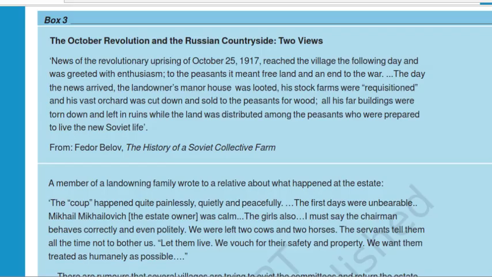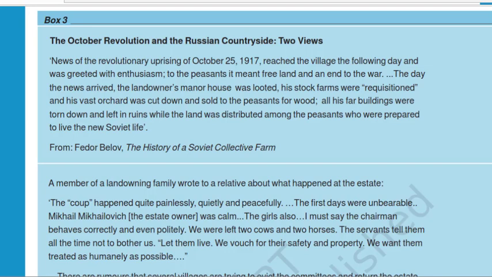Box 3. The October Revolution and the Russian countryside, two views. News of the revolutionary uprising of October 25, 1917, reached the village the following day and was greeted with enthusiasm. To the peasants it meant free land and an end to the war. The day the news arrived, the landowner's manor house was looted, his stock farms were requisitioned, and his vast orchard was cut down and sold to the peasants for wood.